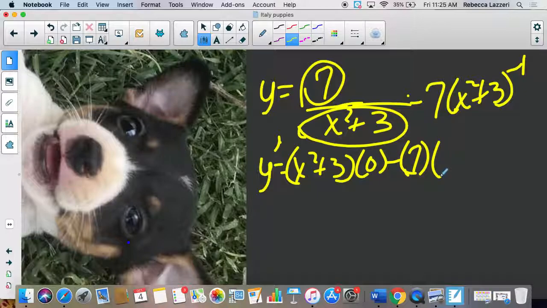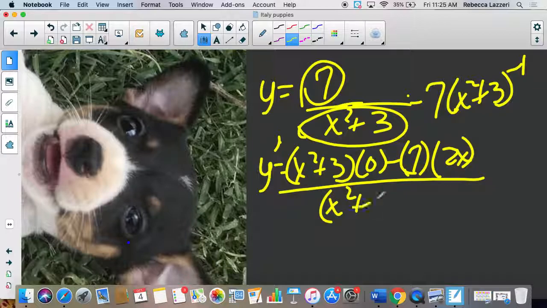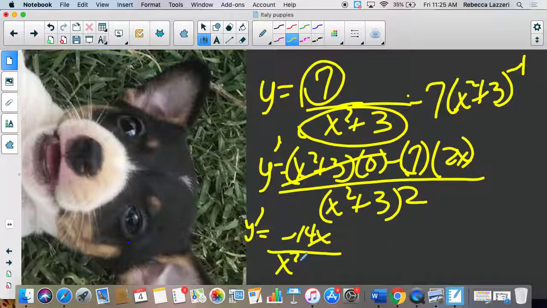D low is 2x, no reason to put a y prime over low low. This just all goes to 0, and I get negative 14x over x squared plus 3 squared.